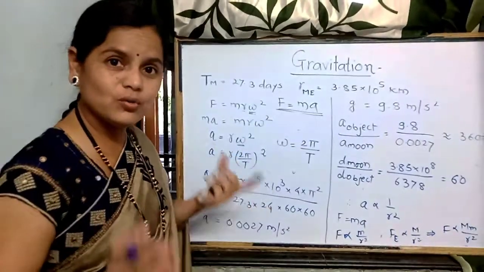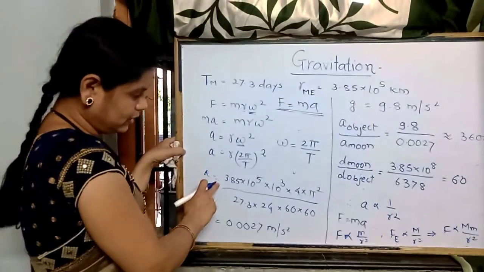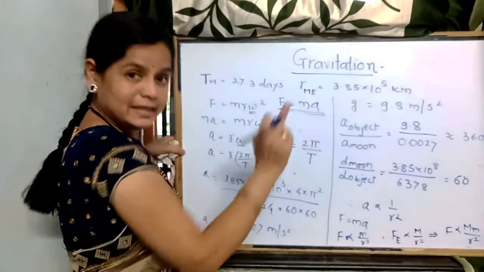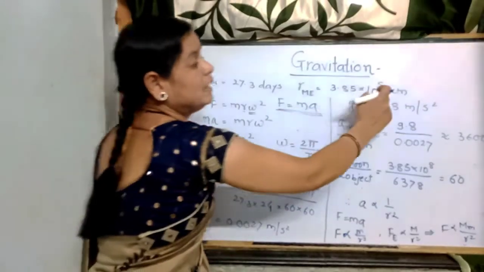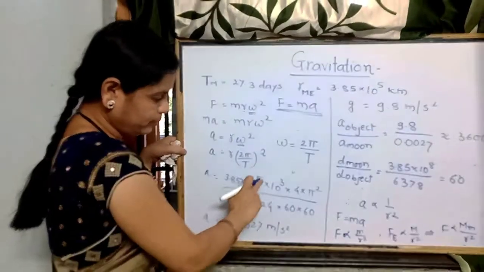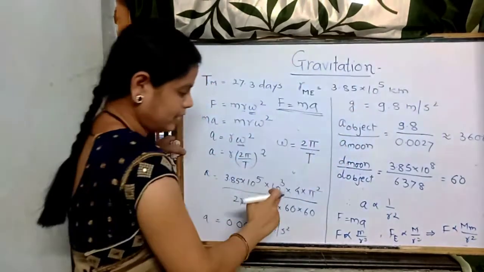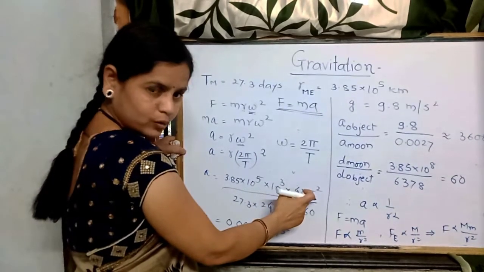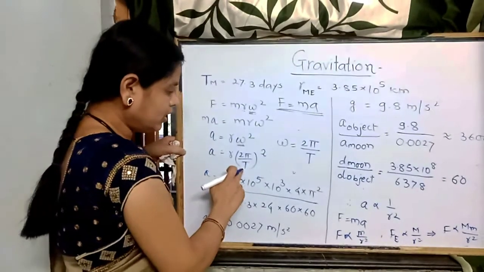Now substitute the values. The acceleration of the moon is equal to r, the distance between the moon and the earth, which is equal to 3.85 into 10 to the power 5 kilometer. So 10 to the power 5 into 10 to the power 3, replacing kilometer with meter, into 2 pi whole square, that is 4 into pi square, 3.14 whole square, and divided by what is T?